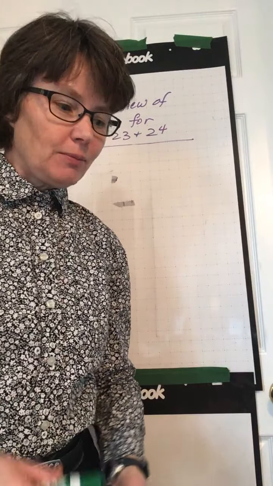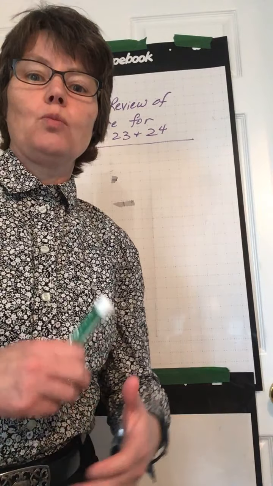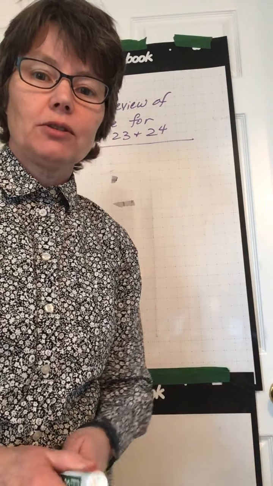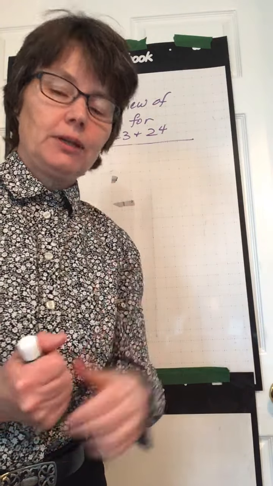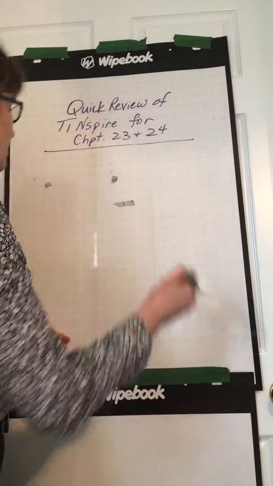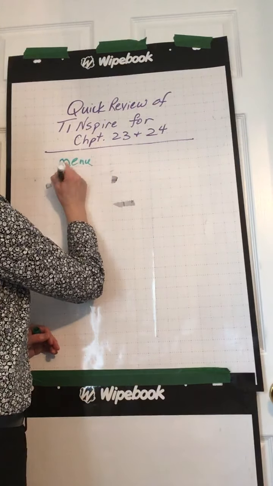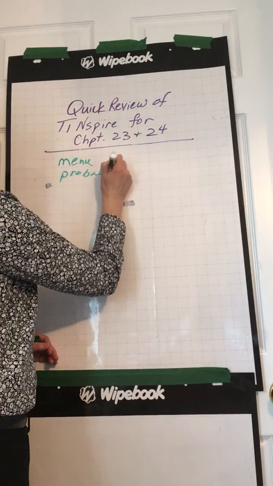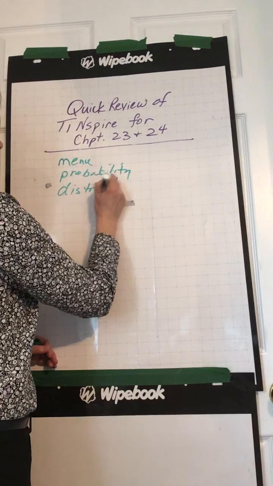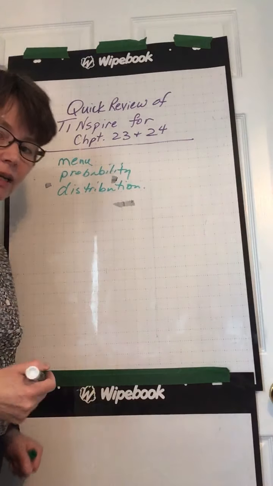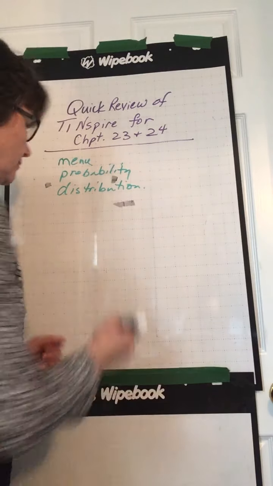I realized that maybe I should do a quick review video about chapters 23 and 24, what we can do with our TI-Nspire within those two chapters. Basically there are 4 different functions we're using, and they all come from Menu, Probability, Distribution. There are a lot more than 4 choices there, but we are using 4 of them.